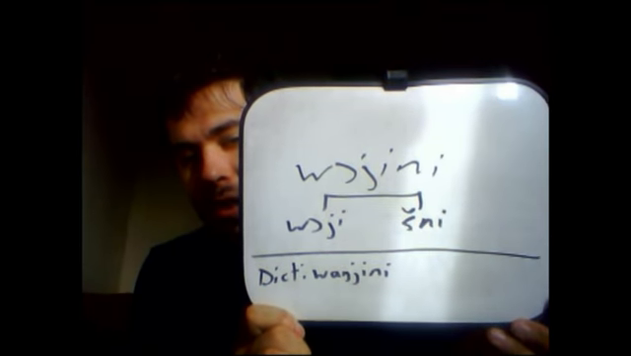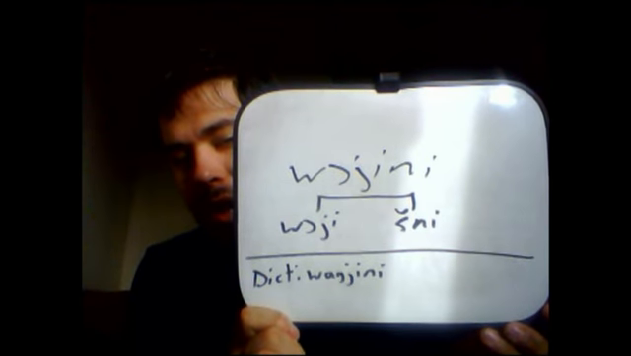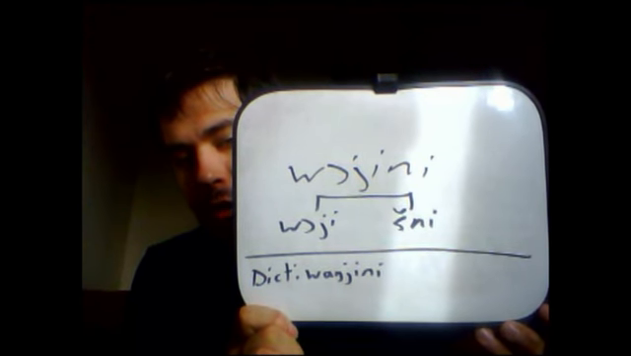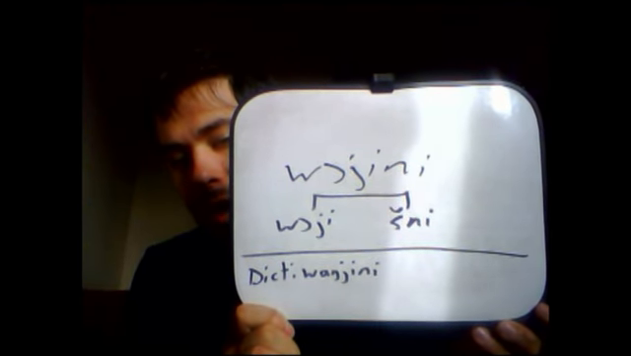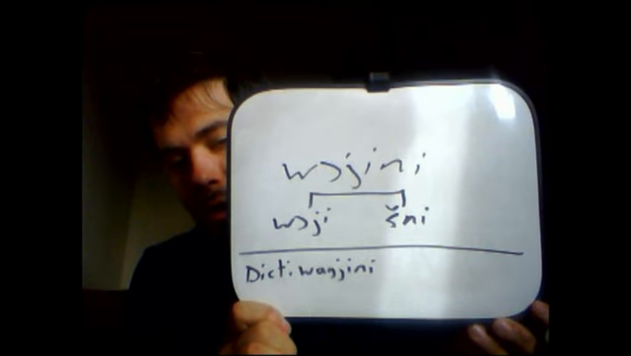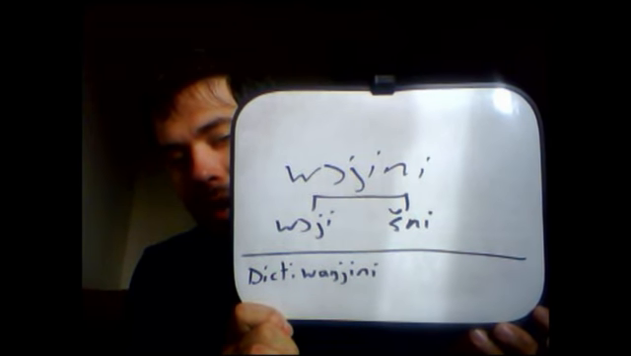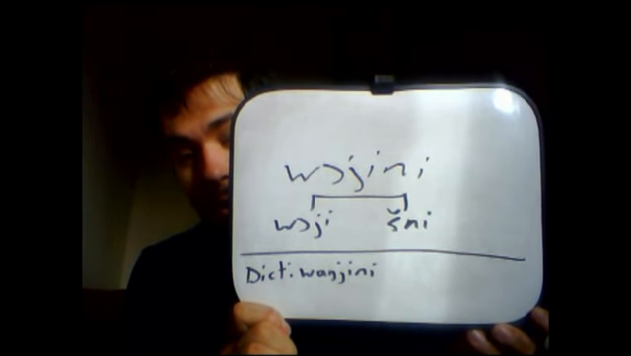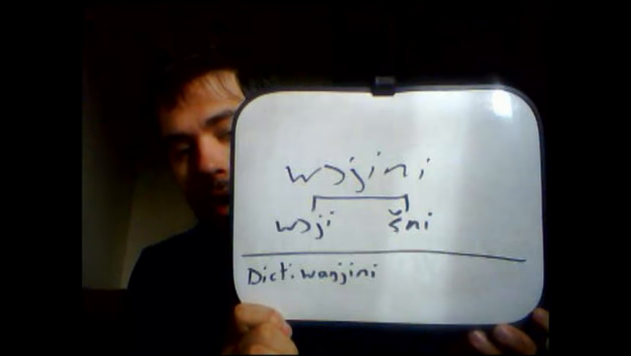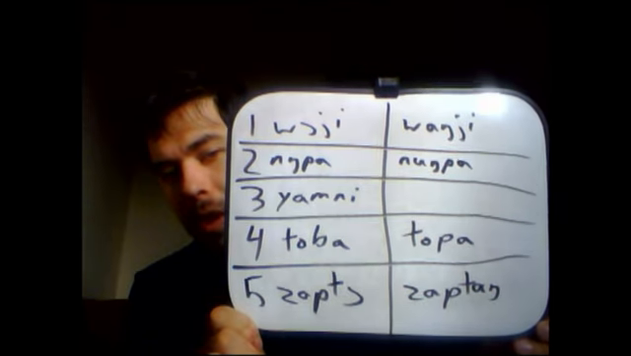Now the first number is 0, Wangini. This is kind of a contraction of the words Wangi and Shni. Literally, Wangi is 1, Shni indicating a negative response, so this literally means not 1, and that's the word for 0.